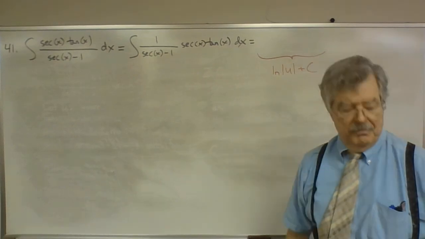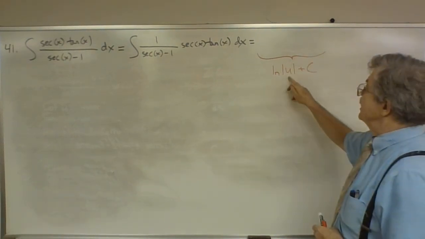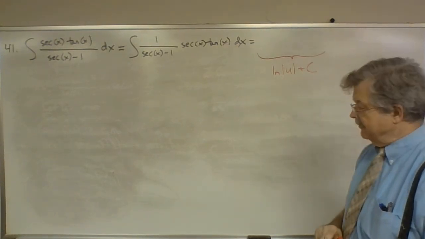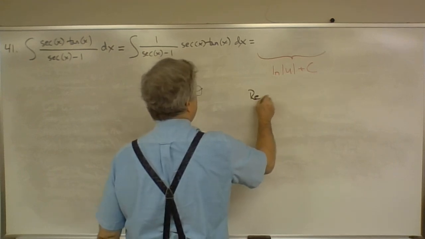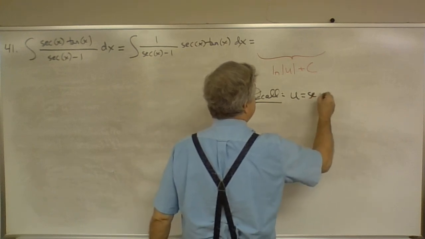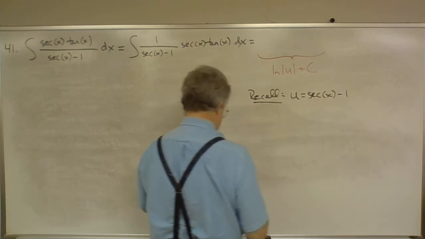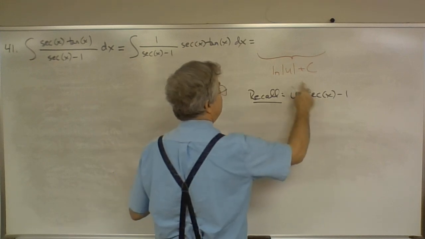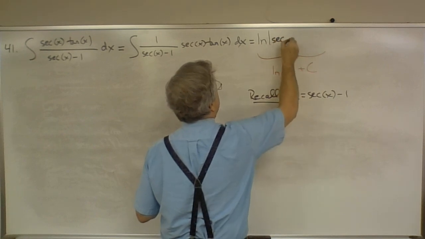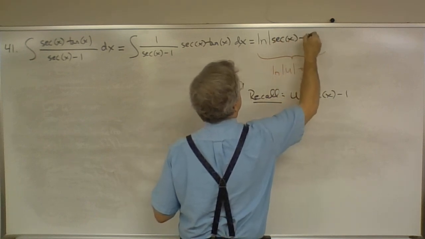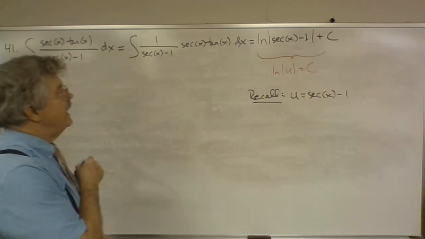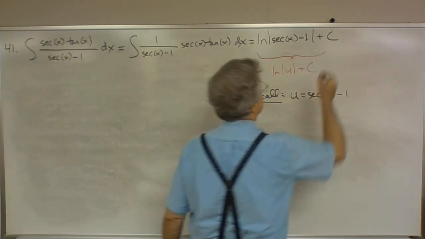Okay, let's tie up some loose ends. Remember that our integral in terms of u is natural log of u plus c. And remember also what u was. u was the secant of x minus 1. So plugging this in for u, we're going to get natural log of secant x minus 1 plus c. That's the exercise in its entirety.